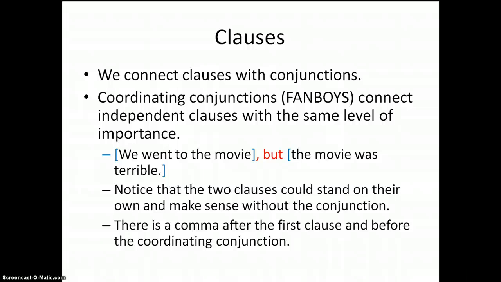We connect clauses with conjunctions. Now, we have coordinating conjunctions, our fanboys: for, and, nor, but, or, yet, and so, and they will connect independent clauses with the same level of importance. So, we went to the movie, but the movie was terrible. Notice that we went to the movie can be a sentence, and the movie was terrible can be a sentence on its own. We connect them with a comma and then the coordinating conjunction. Okay.